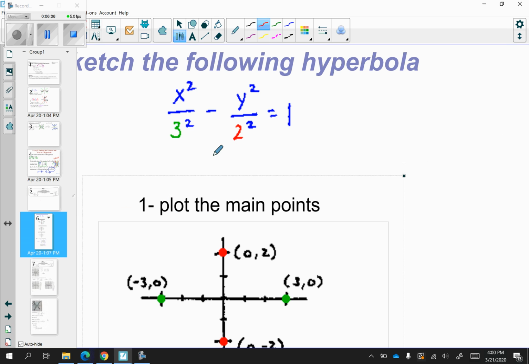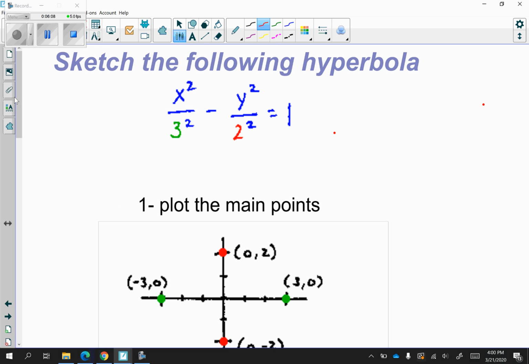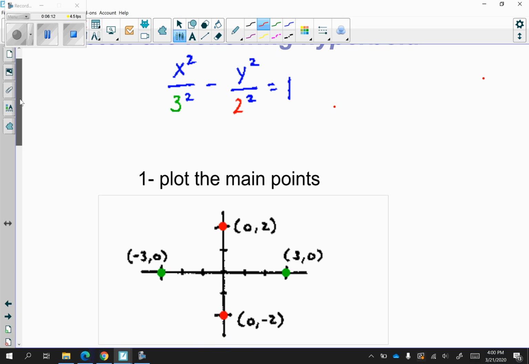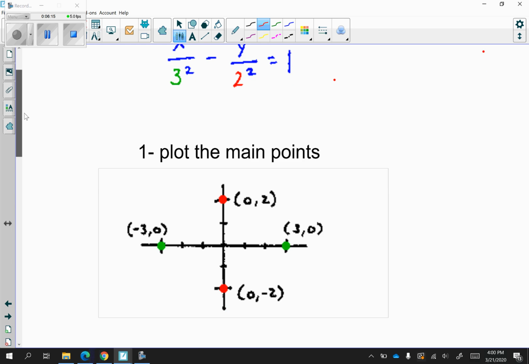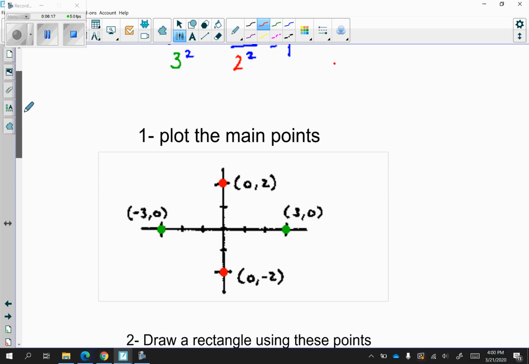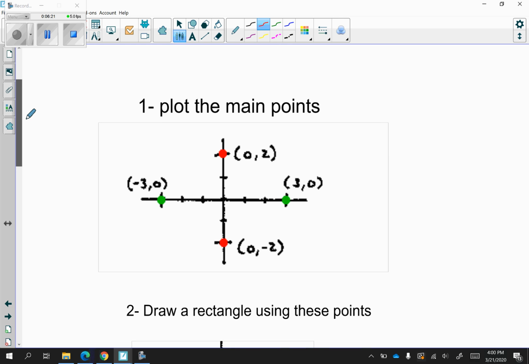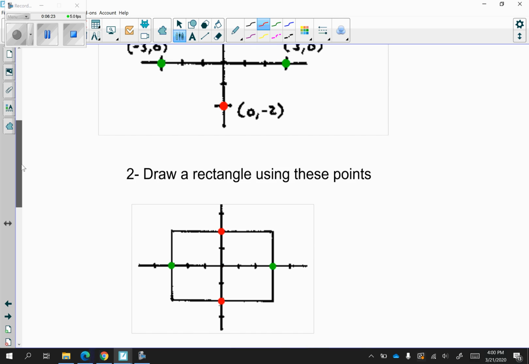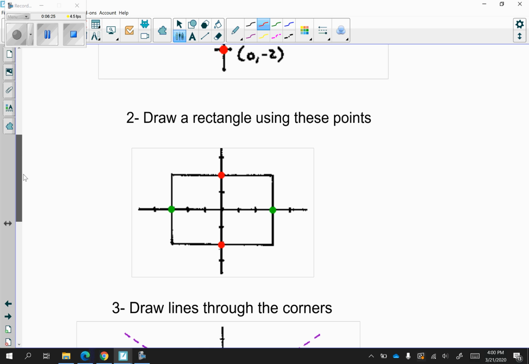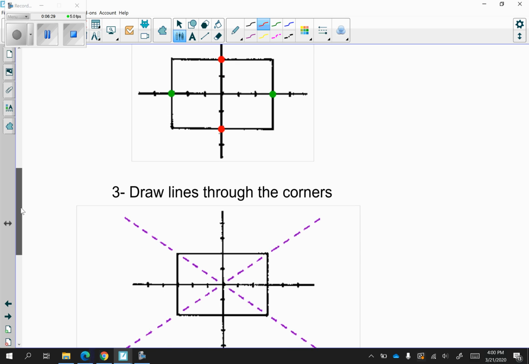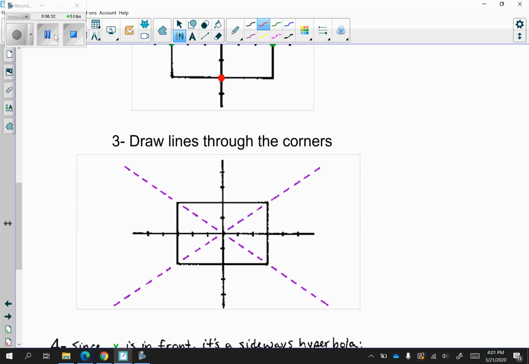Let's go to the next question. So it says, sketch the following hyperbola. x squared over 3 squared minus y squared over 2 squared is equal to 1. First thing you do, you're going to plot the points. So negative 3, 0, 3, 0, 0, 2, 0, negative 2. Second step, you're going to draw the rectangle using these points. And then you're going to draw through the corners.